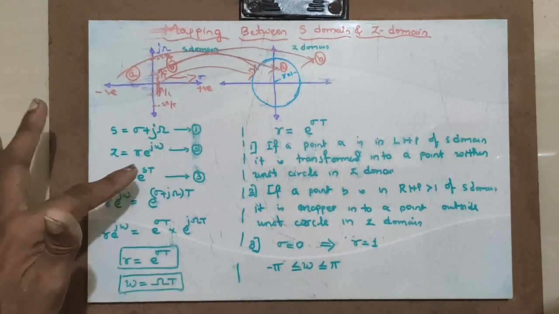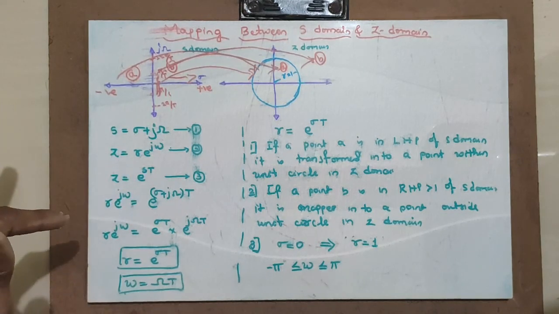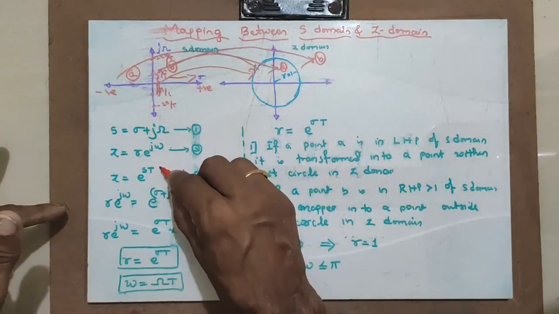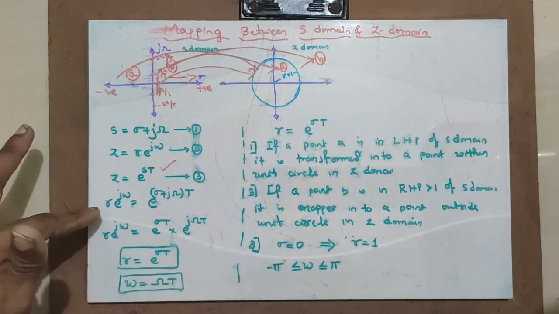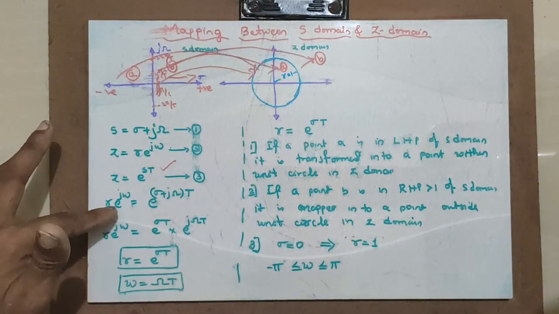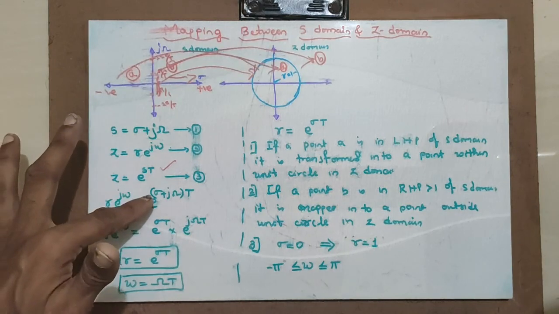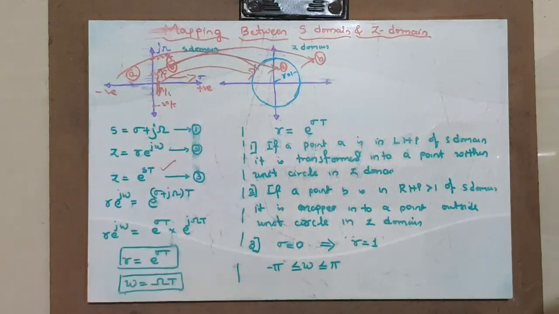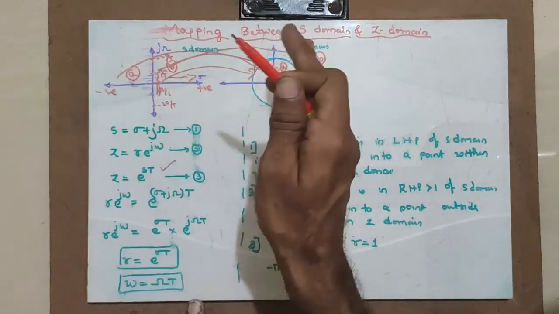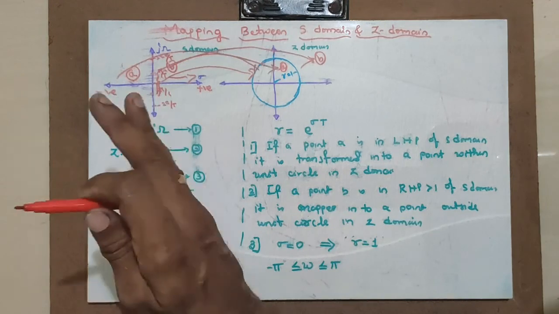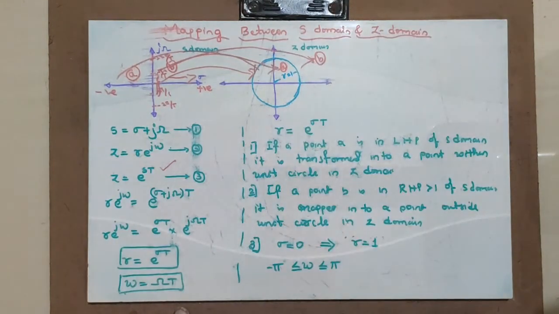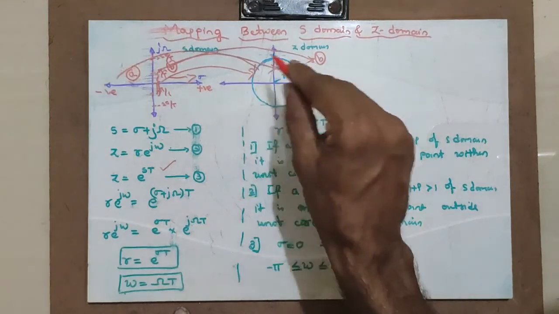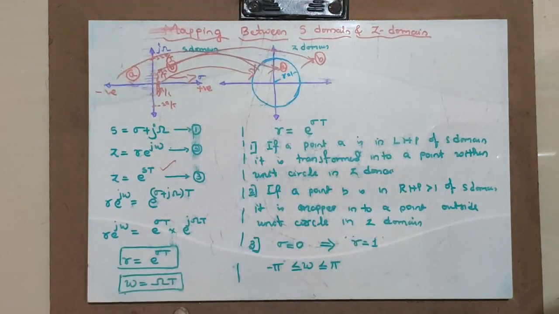Z is equal to e raised to sT. In this defining equation, you are supposed to put the value Z is equal to r e raised to jw and s equal to sigma plus j omega. If you put, you will understand these 3 points. A point on the left half plane is within the unit circle, a point in the right half plane is more than one, outside the unit circle. The j omega axis is the circumference, but in terms of strips of minus pi to pi. That is very important.